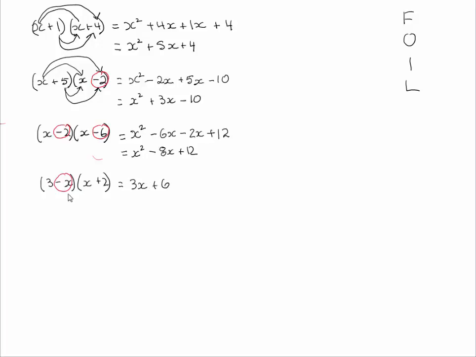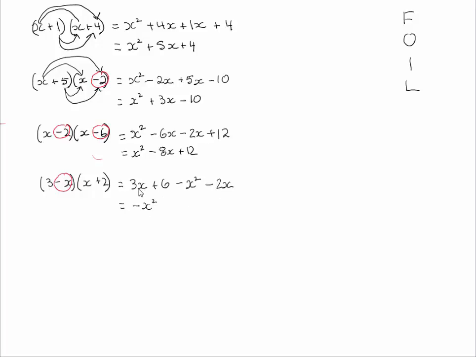Inside, negative x times x is negative x squared. Negative x times plus 2, the last terms, is negative 2x. And the interesting thing about this example is that our terms have ended up in a different order. When you write the final expression, it's best if you can put the x squared term first. So negative x squared is first.